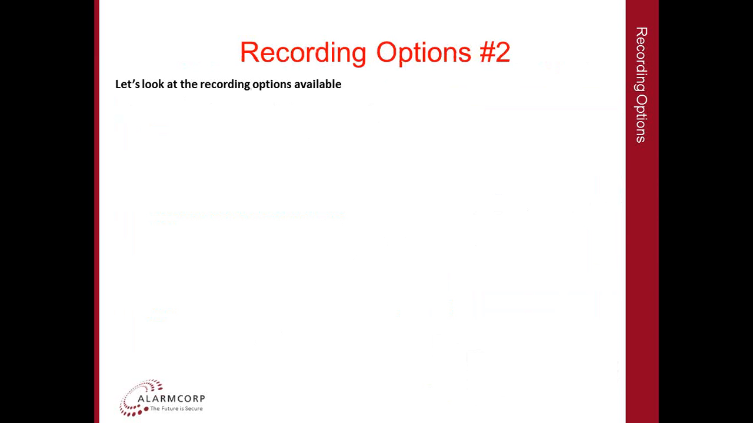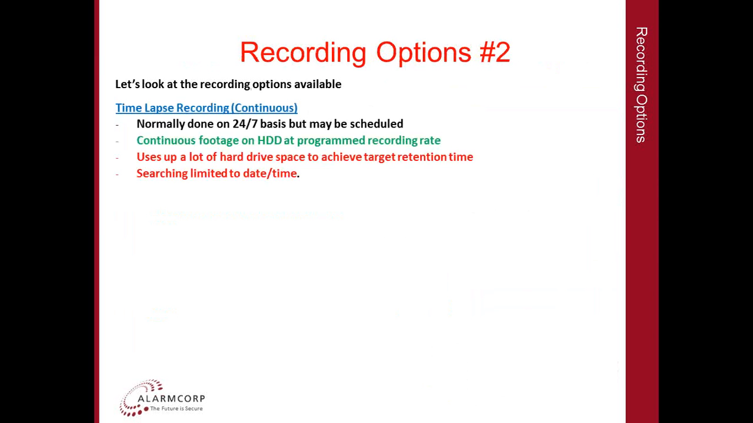Okay. So now let's talk about recording options. The most familiar recording is what's called time-lapse recording or continuous recording. This is typically done on a 24/7 basis, but may be scheduled to happen only during business hours. Now the main benefit of continuous recording is that there is continuous footage on the hard disk at the programmed recording rate. However, it does use up a lot of hard drive space to achieve a target retention time, and you are limited to searching via time and date. In other words, I want to go to time date X.